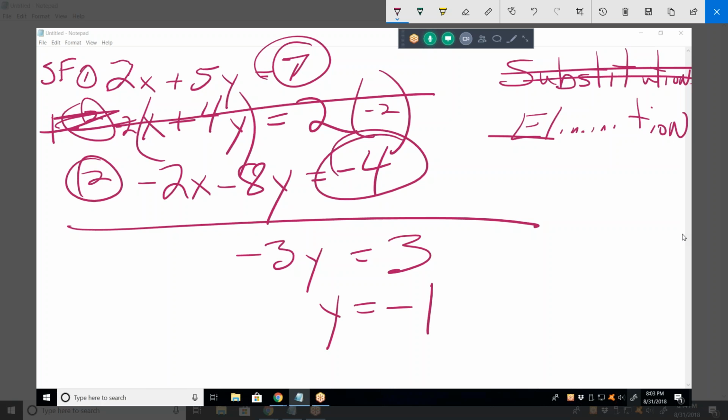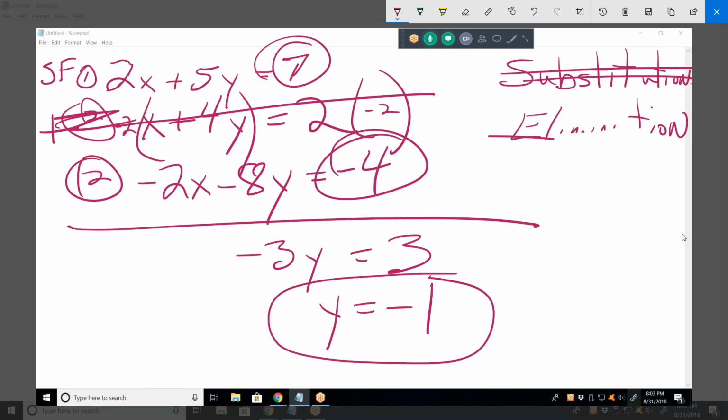Same thing we got the other way. Now, this problem wasn't a particularly good example of why addition is easier than subtraction, but trust me, it is. And I'm sure you probably agree. You'd much rather look at an addition problem than a subtraction problem, right? Now I'm going to figure out x in the same way that I did before. I'm going to choose one of those equations, plug in y equals minus 1, and solve for x. And I'm still going to get x equals 6.